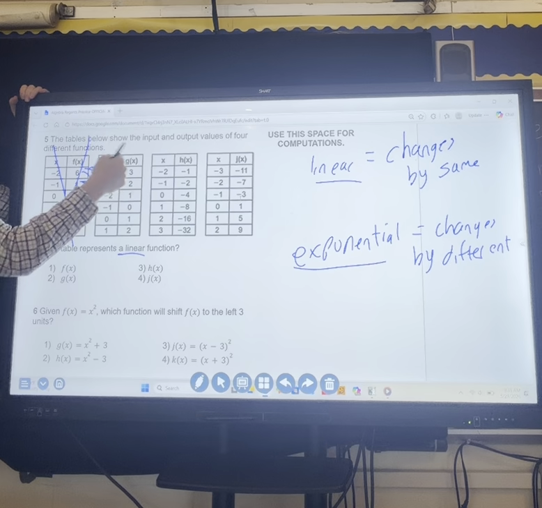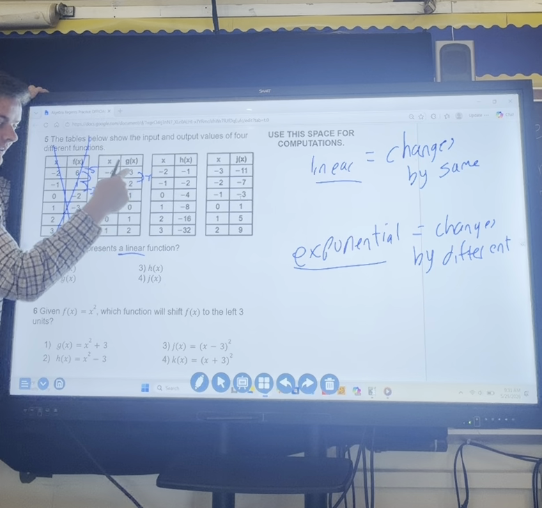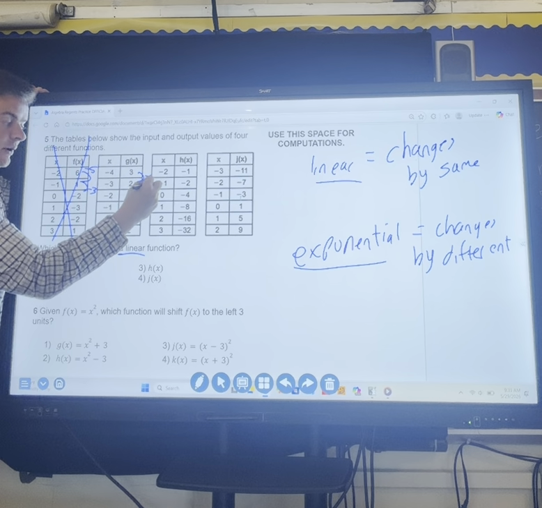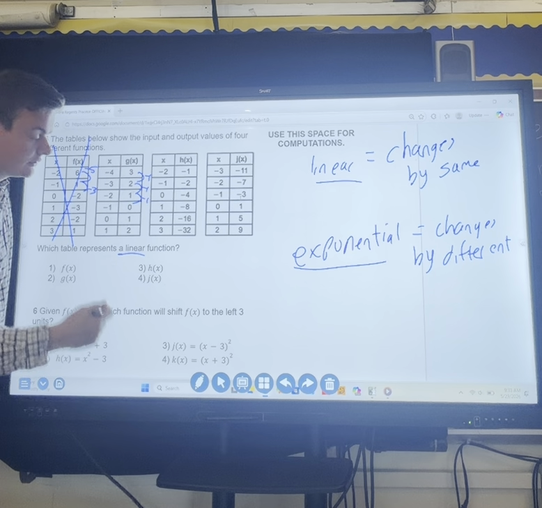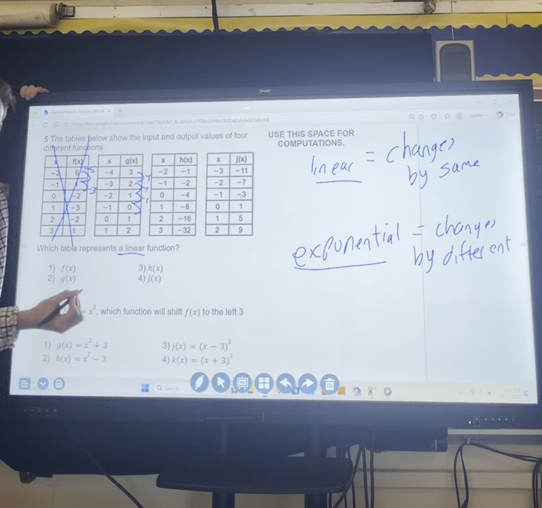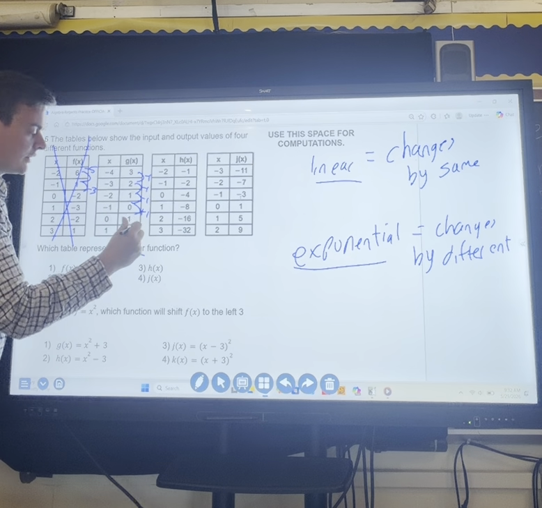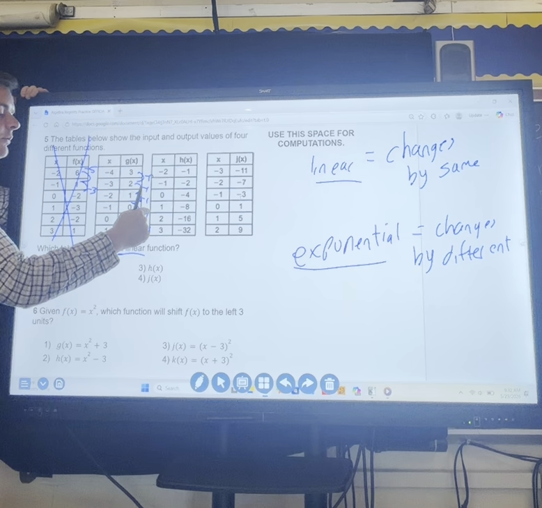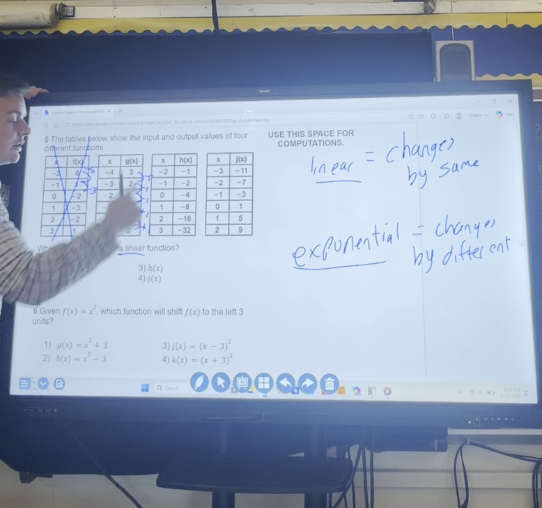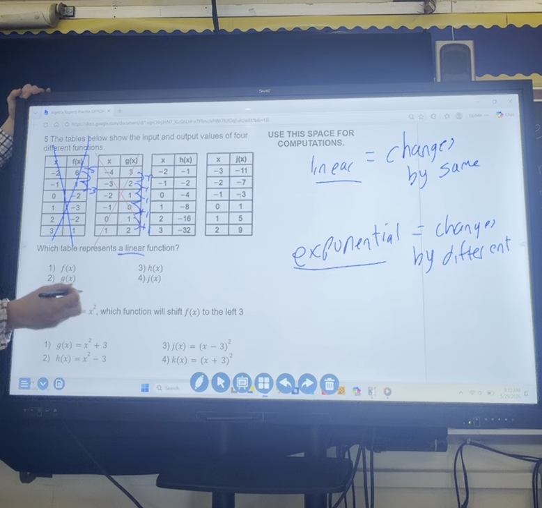Number 2, or letter G, this is down 1, right? 3 to 2 is down 1. 2 to 1 is down 1. 1 to 0 is down 1. I look pretty good. But then I go from 0 to 1, and 0 to 1 is +1. And 1 to 2 is +1. So the question is, are down 1 and +1 the same? No, they're not the same, so no good.